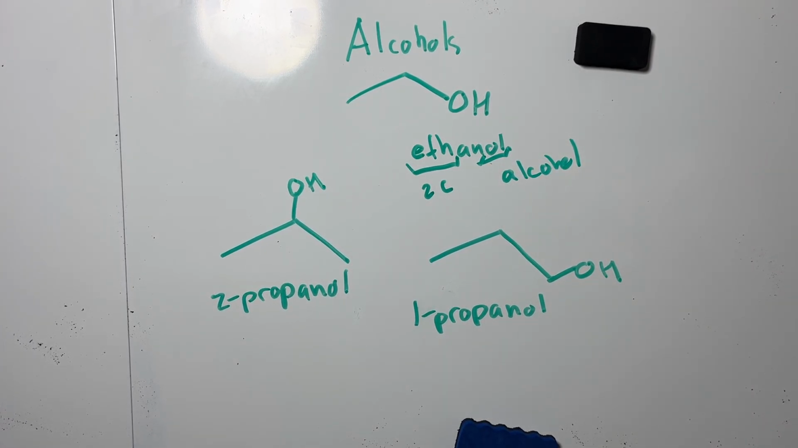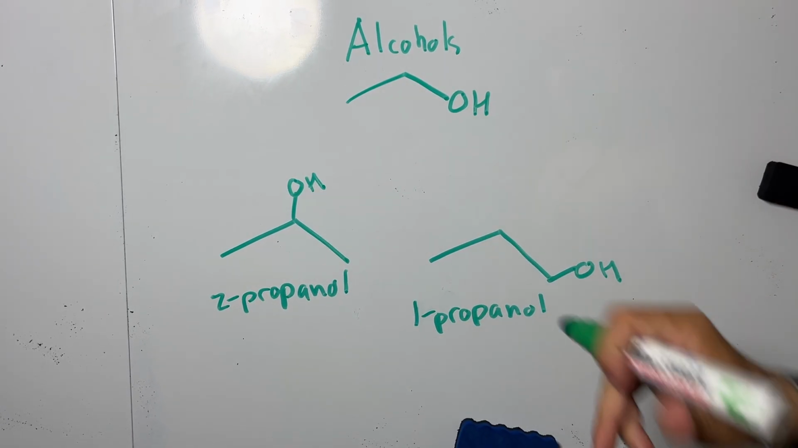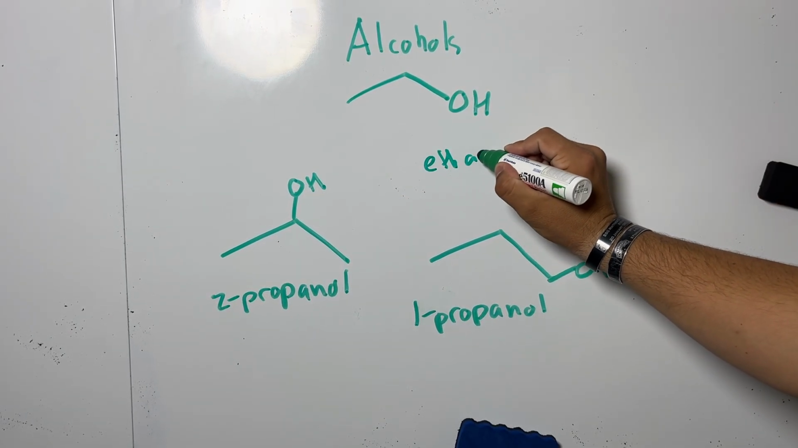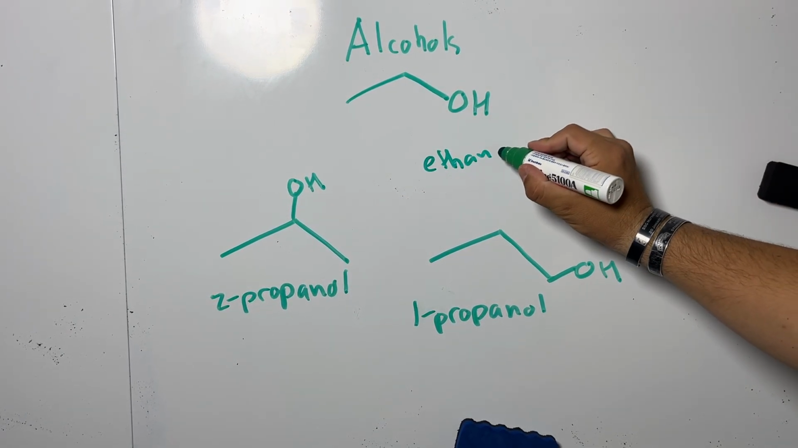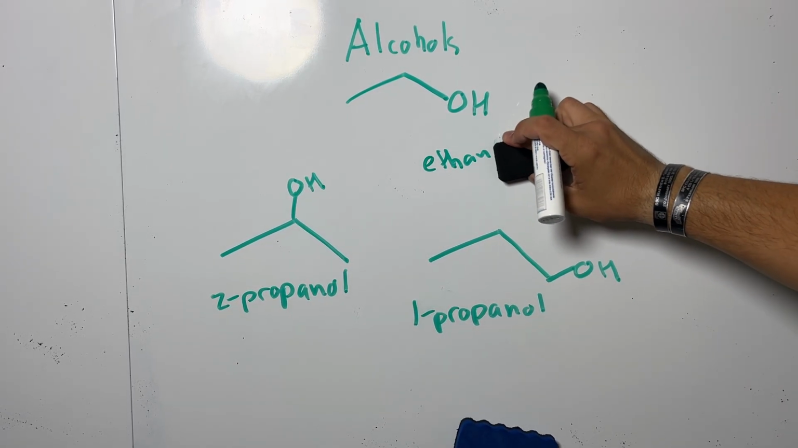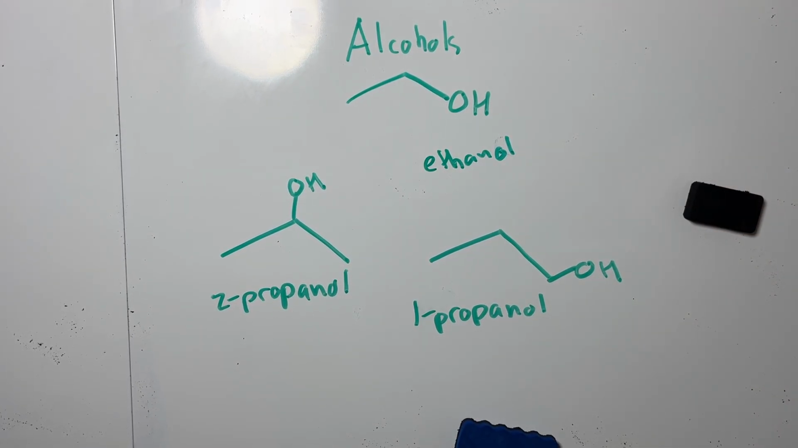Now, obviously you don't just write ethol, that's not quite right. But if it helps you memorize it, if we named it as an alkane, it's ethane. Now, we remove the e, put an ol on there: ethanol. That is how you would do that, okay?